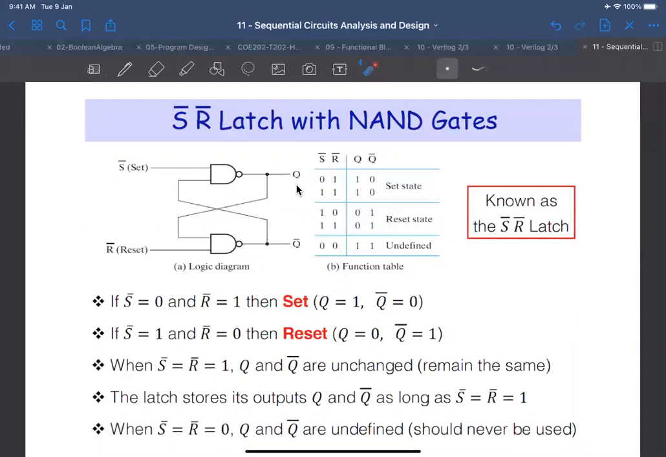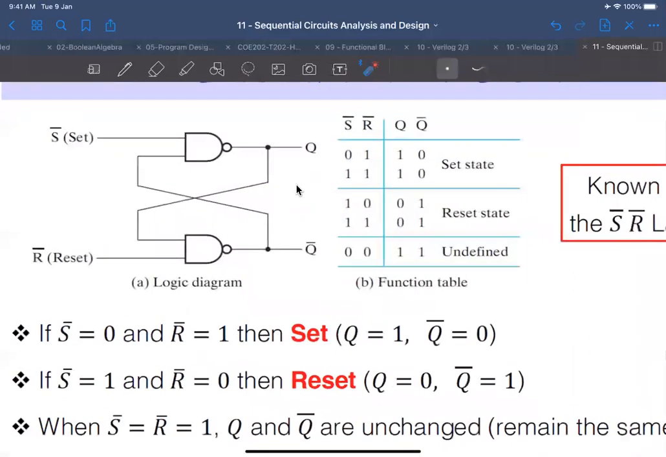Yes, doctor. A NAND gate. Why did we complement S and R? This is just a notation. It means that this is S complement, and the signal is active when it is 0. So when S complement is 0, which basically means when S is 1.